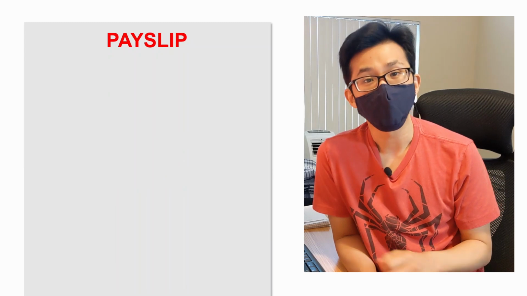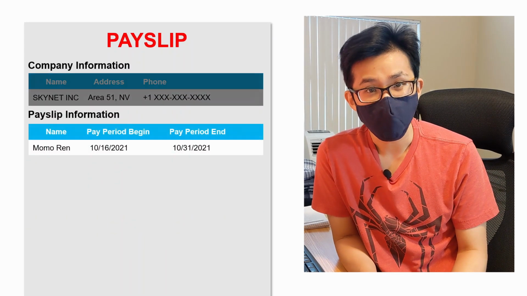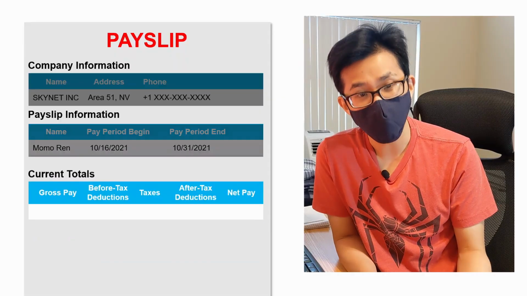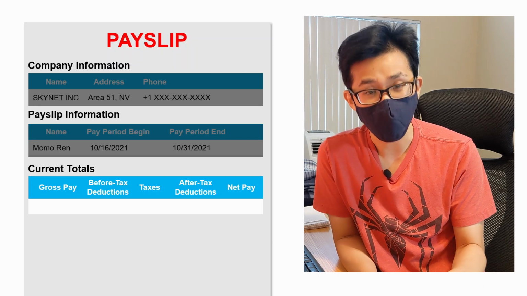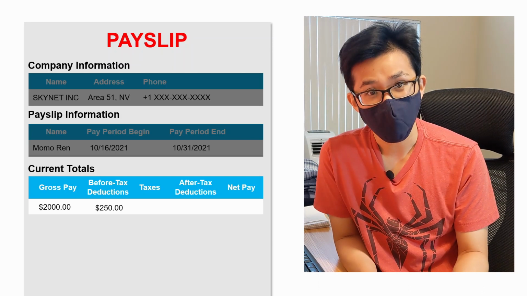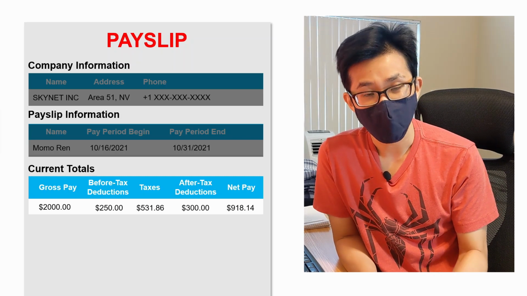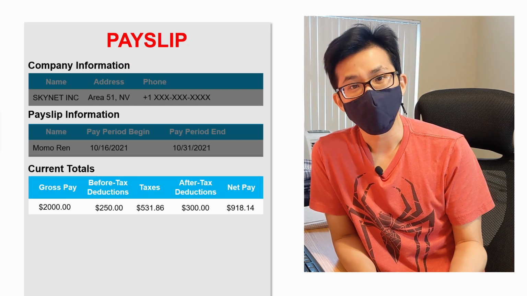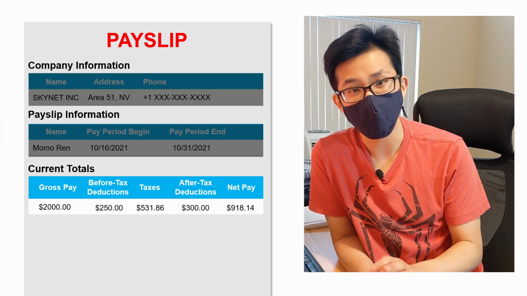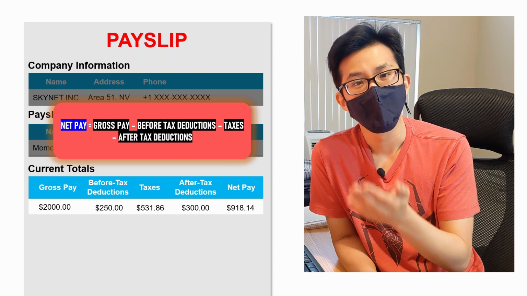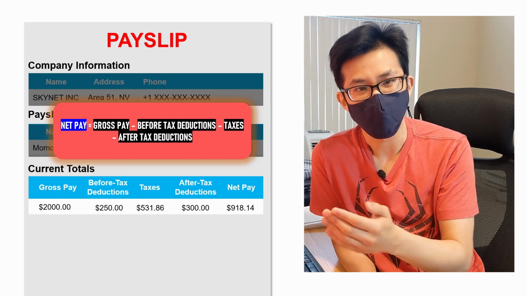Let's start by breaking down the common items you will see in your pay stub. Starting with the most basic of basics, you should see your company's information and your information detailing which pay period this pay stub is for. Next, we have the current totals of this pay stub. This includes things like gross pay, before tax deductions, taxes, after tax deductions, and your net pay, i.e. your take-home pay. The numbers here will make sense in a bit, so bear with me. But for now, the thing to take away is net pay equals gross income minus before tax deductions, minus taxes, and minus after tax deductions.